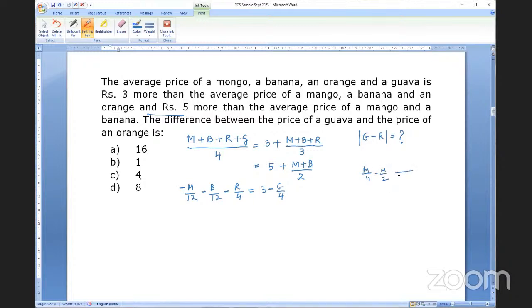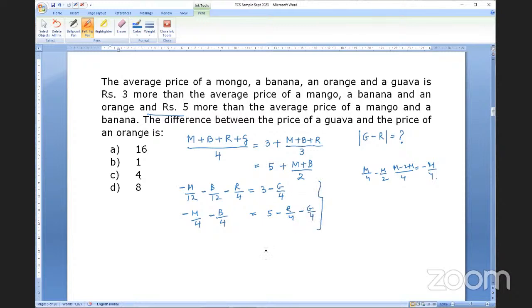So if I take LCM 4, it will be M minus 2M, that will be minus M by 4. ठीक ना? So M by 4 minus M by 2 minus M by 4 minus B by 4 and B by 2, B by 4. This would be equals to 5 minus R by 4 minus G by 4.